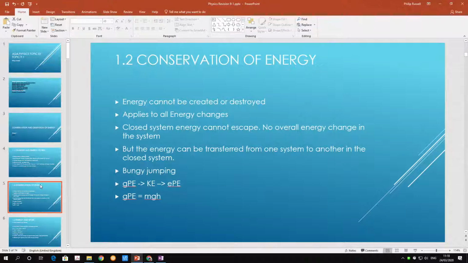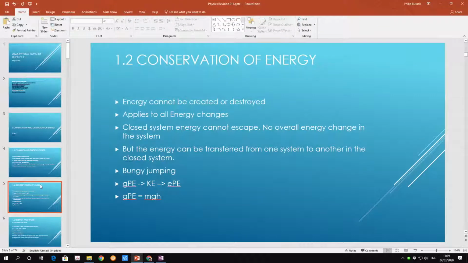Conservation of energy. We have to remember that energy cannot be created, it can't be destroyed. And this applies to all energy changes. Now, some people start to argue some of these things, and it is possible to change matter into energy and so on. But in the normal physics lab, I don't normally have access to a thermonuclear bomb, and I don't normally set one of those off to try and change some matter into energy.